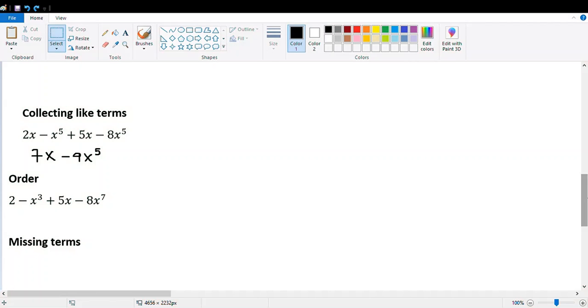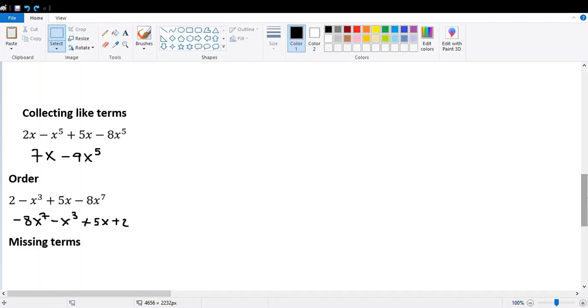A polynomial is written in descending order when the term with the largest degree is written first. Then the term with the next largest degree is written next, and so on, in order from left to right. Let's organize this polynomial in descending order. The term with the greatest exponent is first, then the next one and the next one, from left to right.